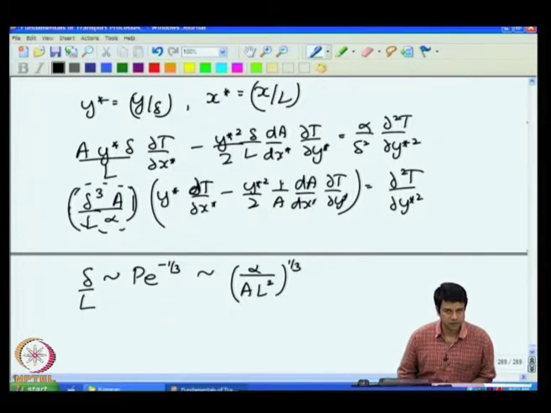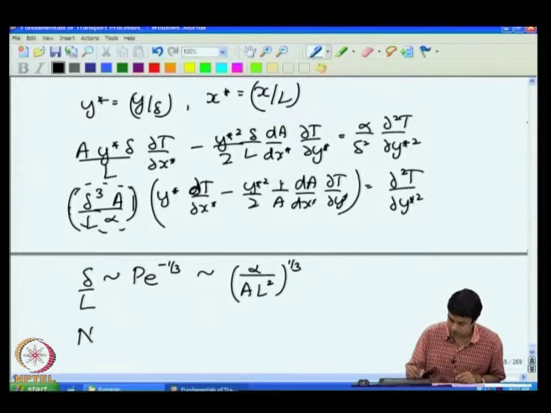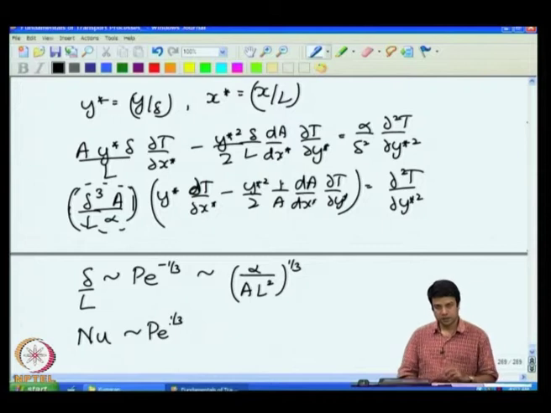Therefore, this boundary layer thickness of order Peclet number power minus 1/3 is a common feature of all flows past solid surfaces, where the velocity has to decrease to 0 at the surface itself. In all such cases, the boundary layer thickness goes as Pe power minus 1/3, and for that reason the Nusselt number goes as Pe power plus 1/3.